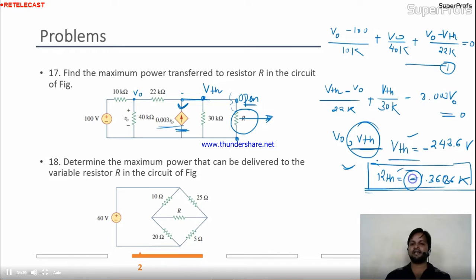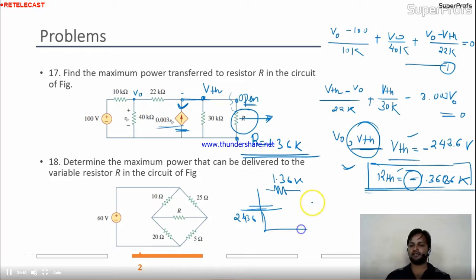Once you have calculated the RTH, the R is nothing but 1.36K for the maximum power. Okay. Is it okay for you? So your resultant circuit is 1.36K, and this is nothing but 243.6. Negative means you have to change the polarity like this. This is your load resistance and the value of load is 6 ohm. Is it okay? So you can easily calculate the value of power. So this is all about the maximum power based problem. Come to the next one.